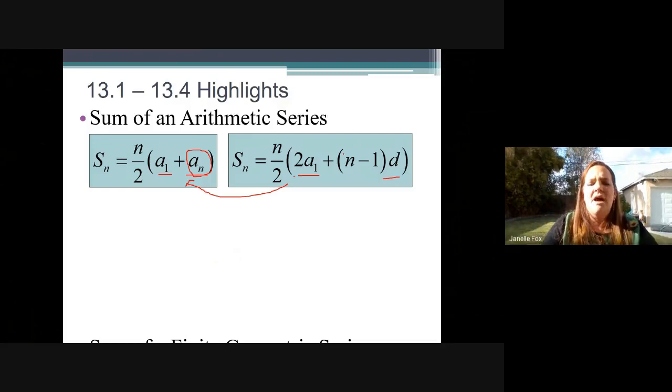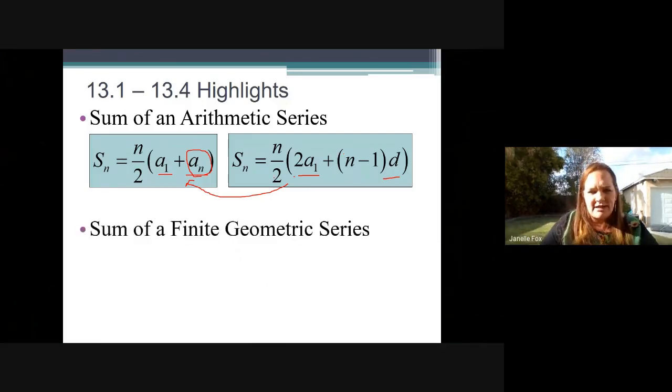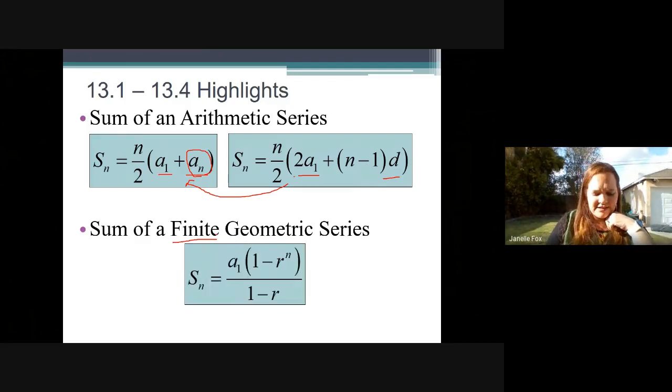There's also the sum of a geometric series. Now, notice I am using the word finite here. That's because there's another theorem when we do an infinite geometric series. So this is just saying the sum of the first so-and-so number of terms, and it looks like this.